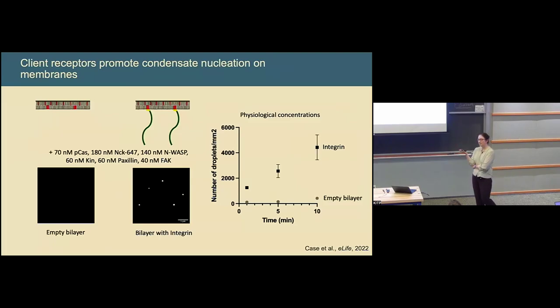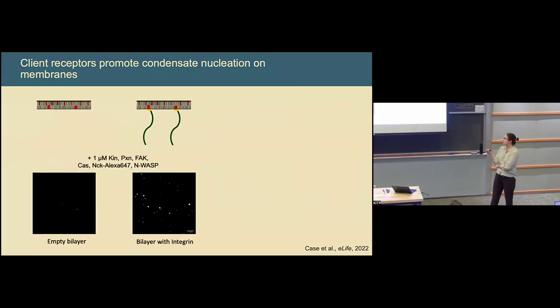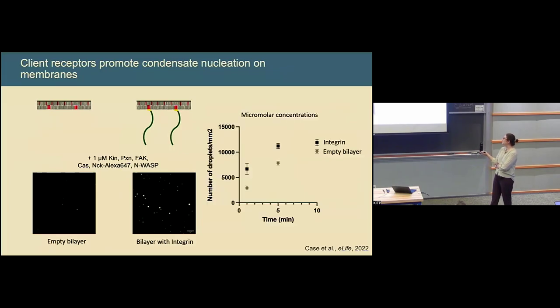If we increase the concentration of the cytosolic adapter proteins to concentrations where they do spontaneously phase separate in solution, we still see the effect of the bilayer. So without the receptor, we still see some condensates on the bilayer, but when the receptor is present, there's much more condensate nucleation. And if we quantify this over time, having the receptor on the bilayer is accelerating the nucleation of these condensates. So client receptors can promote condensate nucleation on membranes.